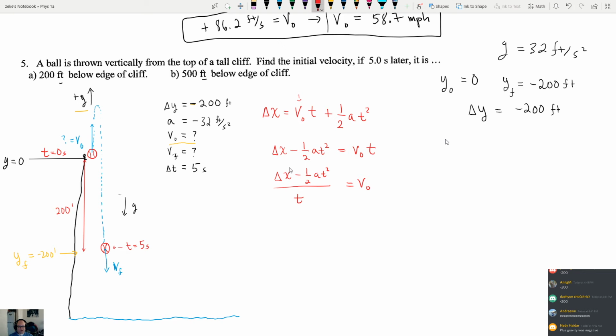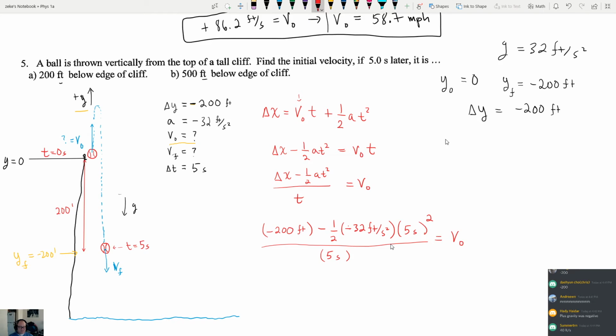Plugging in the information we have, delta x is negative 200. You wait till the very end, and you plug all the numbers in with their units. Minus 1 half, acceleration should be negative 32. Don't get confused by the fact that there's a negative sign here. You still need to make the acceleration negative, because that negative came from algebra. It was originally a plus, we moved it to the left. So you still need that negative sign and this negative sign. Times t squared, our time is 5 seconds. And then we divide by 5 seconds. That should give us our answer for our initial velocity.